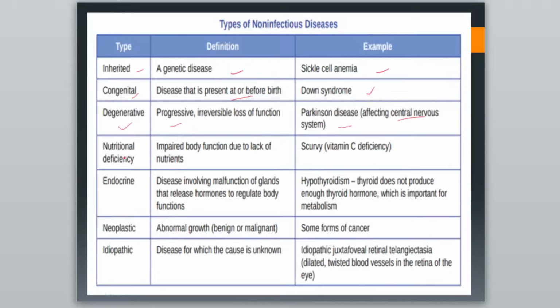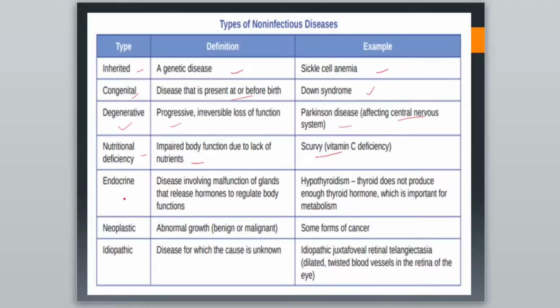Another type of non-infectious disease is nutritional deficiencies. It is impaired body function due to lack of nutrients. It is due to lack of certain nutrients, for example, vitamin D, vitamin C. So, vitamin C deficiency causes scurvy, vitamin D causes rickets and osteomalacia.